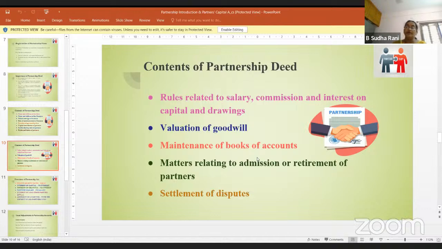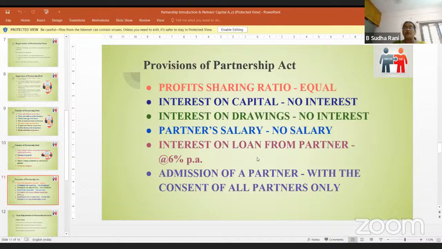If you get a doubt, ma'am, what if they don't have a deed? They just started the business and they haven't written any deed. Then what? How would it be? Then they go by the provisions of the Partnership Act. What are the provisions of the Partnership Act?